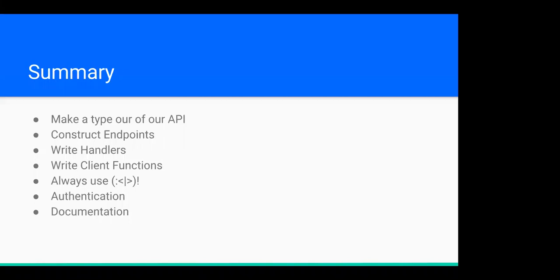So let's do a quick summary. Servant lets us describe our API as a type, and this gives us a very concrete structure. We create this type by constructing different endpoints, which have a number of different combinators we can use, and then we write a handler function for each of our different endpoints. And servant also makes it very easy for us to write a client function that corresponds to each server-side function. There are a lot of different cases where we can combine different things using this plus operator. It's very versatile and very useful.